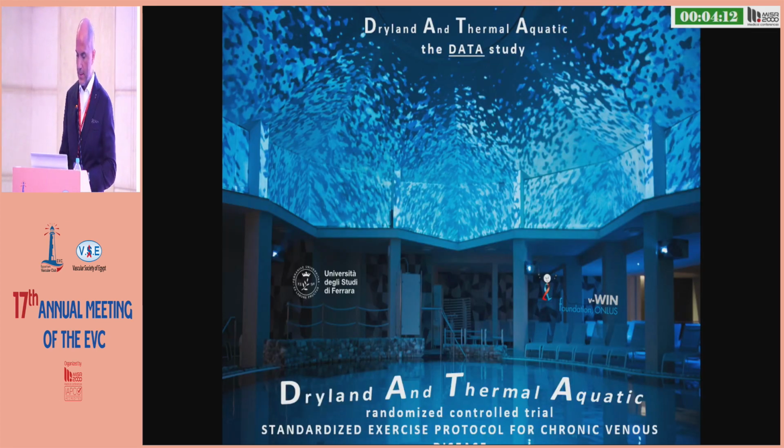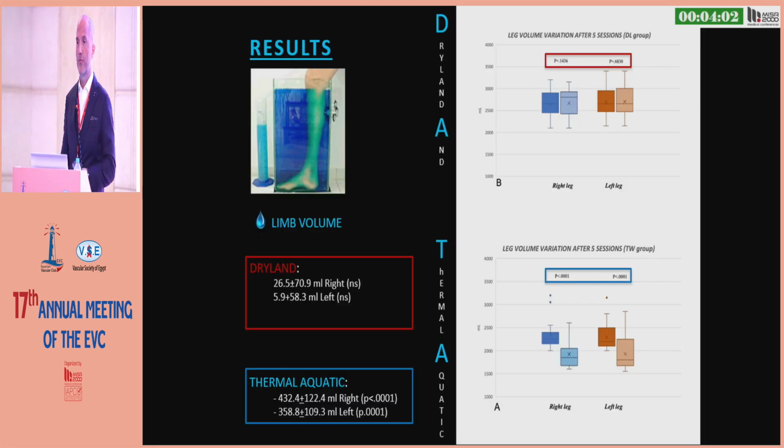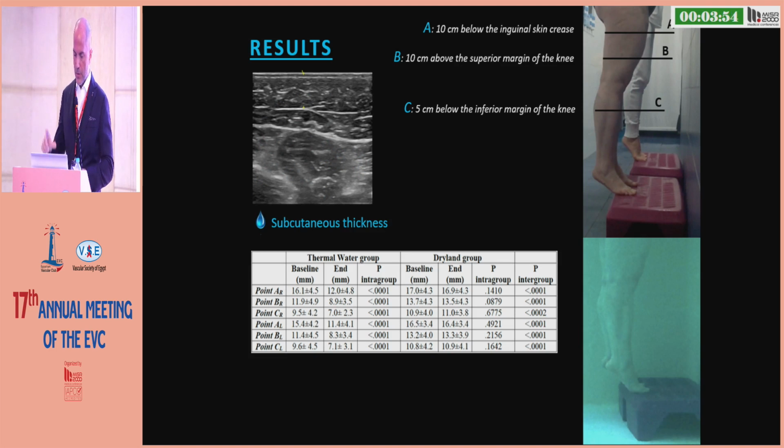That's the study that was published in JVS last year, a very serious and large study that included the same protocol, same features, standardization, reproducibility. And what we demonstrated is that indeed it is the aquatic environment, because the lower limb volume decreased only in the group that was in the aquatic environment. Subcutaneous tissue decreased in thickness only in the aquatic environment.